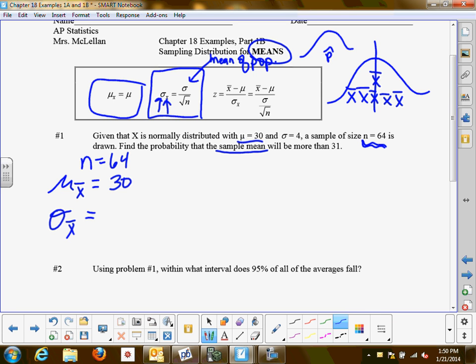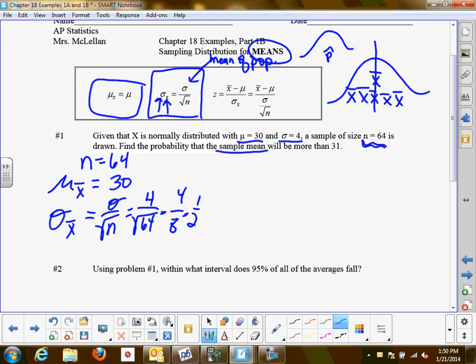So here they tell me that the standard deviation of the population is 4. So I have to say the standard deviation of the population divided by the square root of n. So that's 4 divided by the square root of 64. So that's 4 over 8. So that is 1/2.